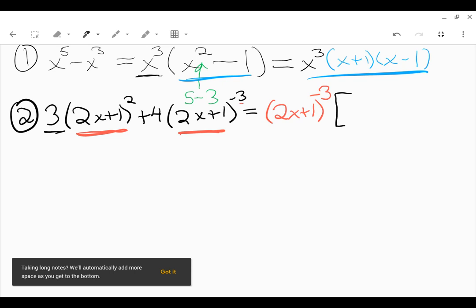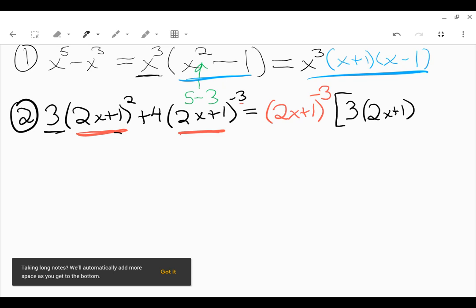Okay, but so now figuring out what's left. So we didn't do anything with this 3 out front, so I'm just going to copy that down. Now I have 2x plus 1 here to the second power. I factored out the negative 3 exponent. So since those exponents are different, I know that I have some power of 2x plus 1 left over.